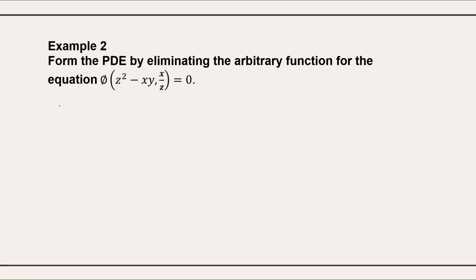Let us move to the second example. The question is, form the partial differential equation by eliminating the arbitrary function from the equation phi of (z square minus xy), x divided by z, equal to 0. So here it is of the form phi of u comma v is equal to 0. So let us take u is equal to z square minus xy and v is equal to x divided by z.